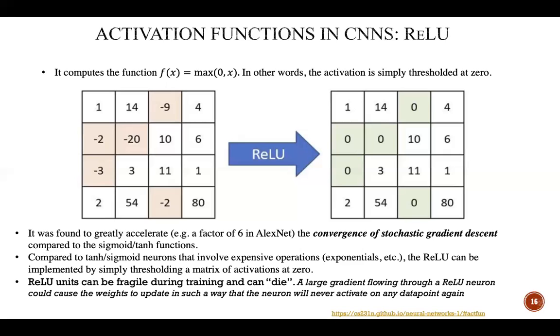Of course, some of the resources say that ReLU units can sometimes be fragile during training and can die. So what does this mean? In other words, it means that a large gradient flowing through a ReLU neuron could cause the weights to update in such a way that the neuron will never activate on any data point again.